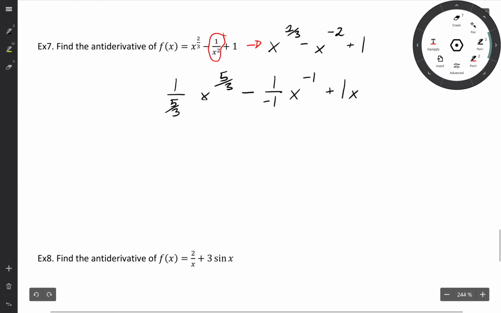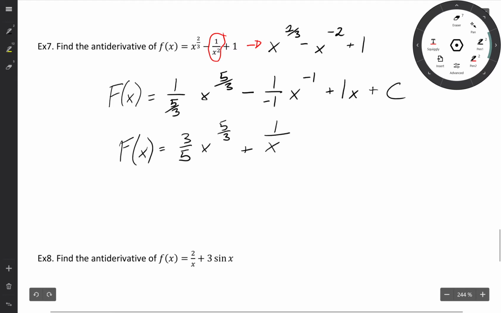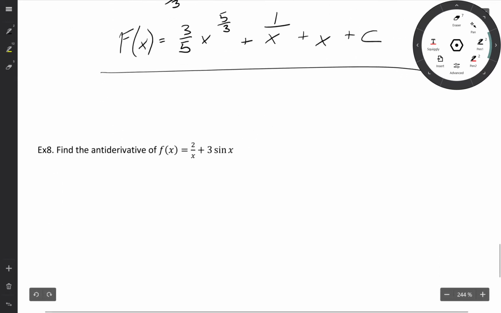1x, and then I can add my c value, and then I can rewrite this, and let's label this big F of x is equal to, okay, so simplify this a bit, I get big F of x is equal to 3/5 x to the 5/3 plus x to the negative first, but let's rewrite it as 1 over x plus x plus c. And now you can go through and evaluate it and find points and all this fun stuff because it looks so nice now.